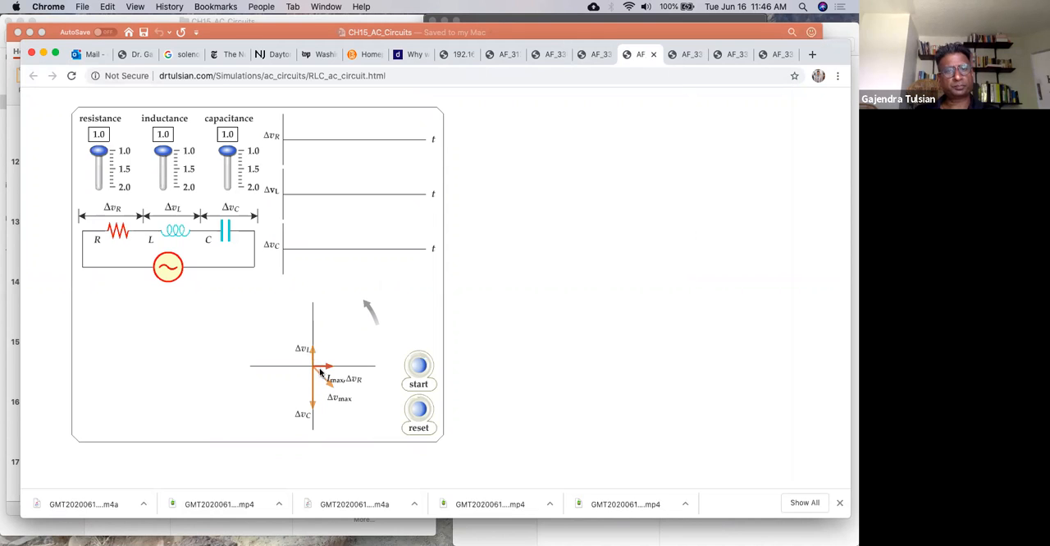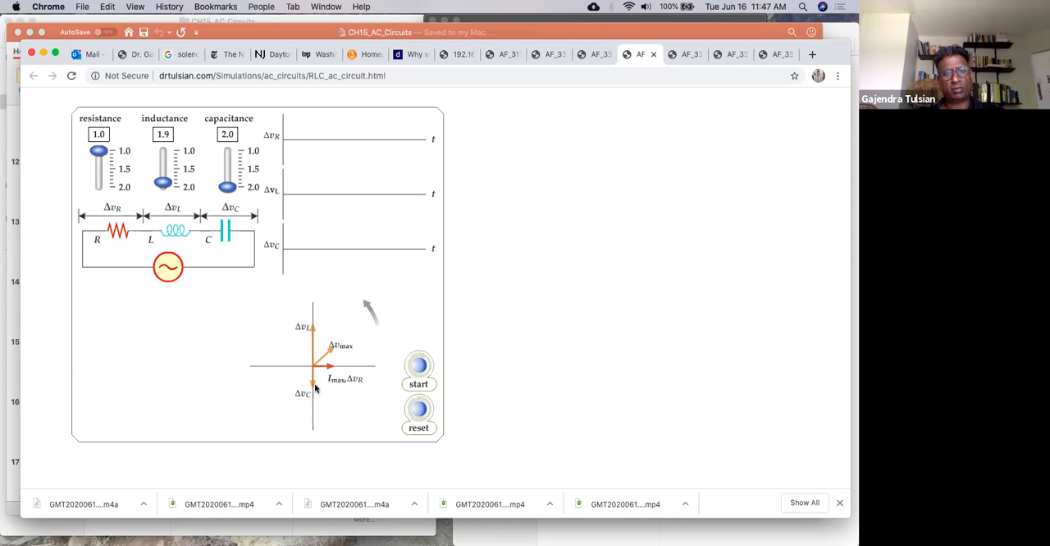And here's what we do. Okay, so here's the current vector, the current phasor. For the inductor, the voltage is ahead of the current. For the capacitor, the voltage is 90 degrees behind the current. Okay, so there you go. So there's the voltage, there's the current. The voltage across the inductor is 90 degrees ahead. The voltage across the capacitor is 90 degrees behind. And the voltage across the resistor is in phase.